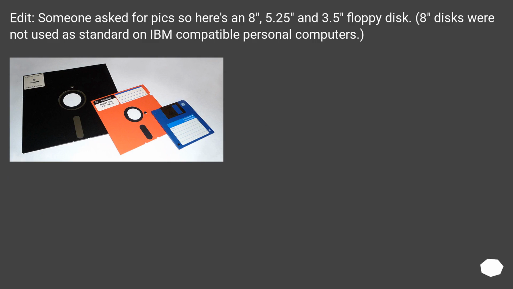Edit: Someone asked for pics, so here's an 8 inch, 5.25 inch and 3.5 inch floppy disk. 8 inch disks were not used as standard on IBM compatible personal computers.